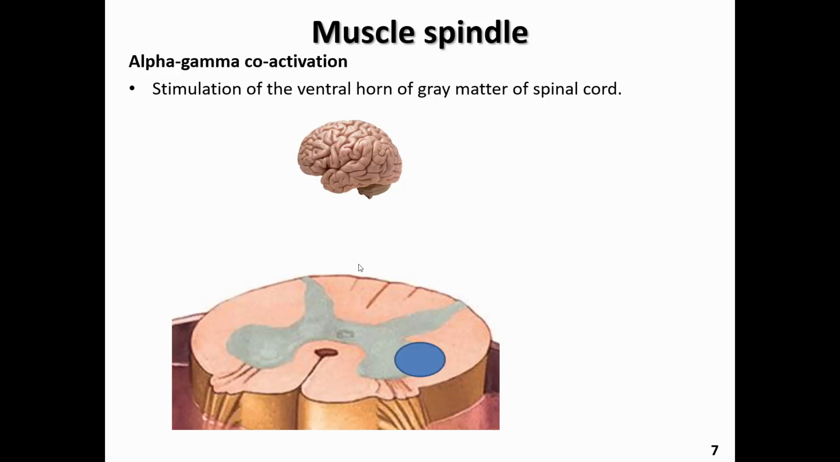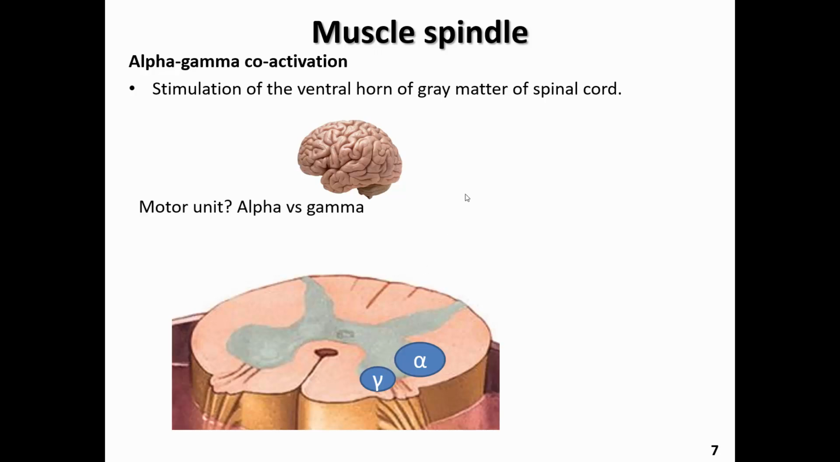So if we take a look at this illustration at the very bottom, we locate the ventral horn of the gray matter of the spinal cord. And this illustration depicts a cell body for an alpha motor neuron. Located beside it, but still inside that ventral horn, is the gamma motor neuron.